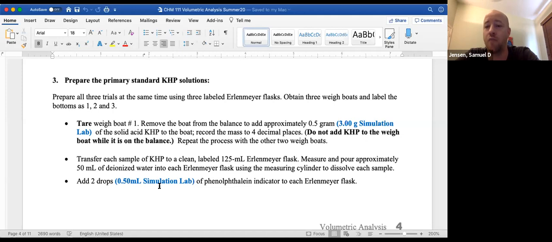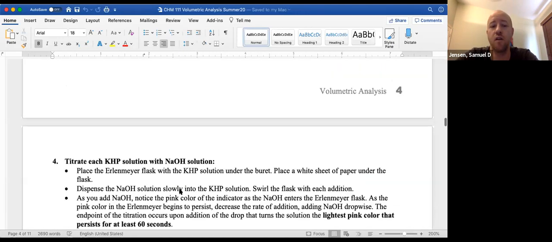We have this same problem in the lab, where you have a clear solution and another clear solution, and I'm pouring clear solution into clear solution and not seeing anything. You need the indicator in there, otherwise you're not going to see anything. So we have to prep the solutions with the indicator in it. Again, we'll get over to the simulator here in a few minutes.